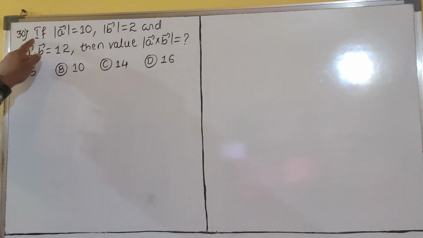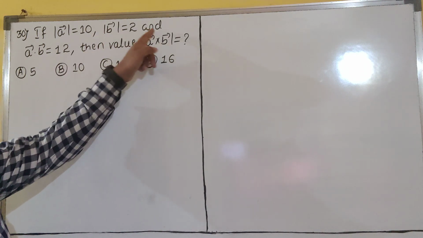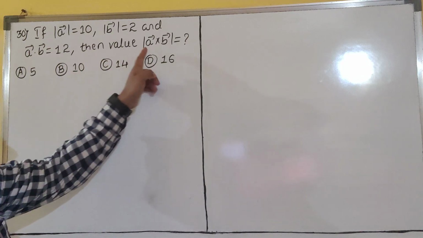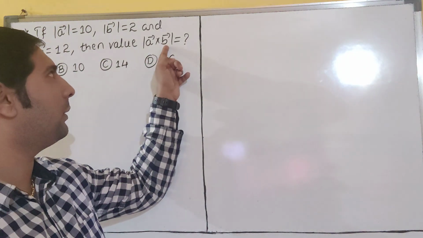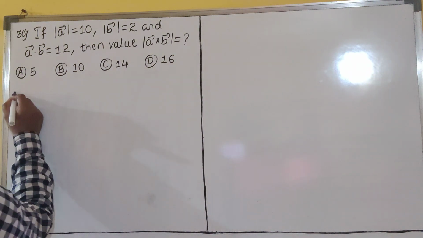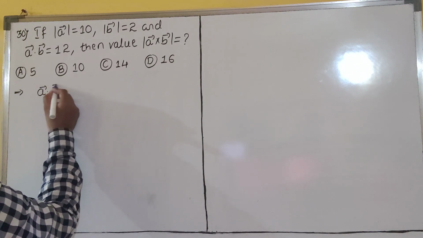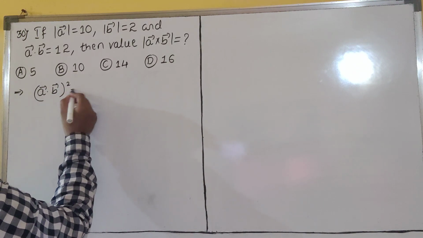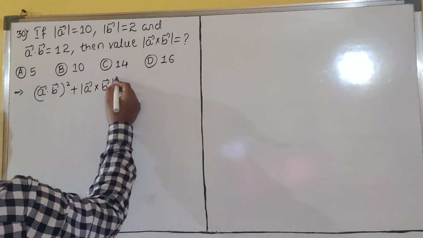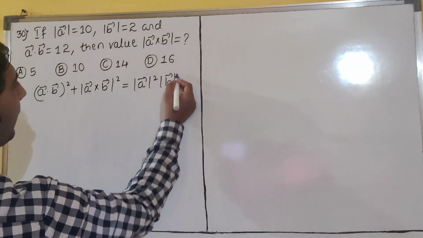Question number 30. If magnitude of vector A is equal to 10, magnitude of vector B is equal to 2, and vector A dot B is equal to 12, then the value of magnitude of A cross B vector is what? They are asking a very simple question. Just now I derived the formula, I will use that only. So now I will not explain, don't ask me again. So A dot B whole square plus magnitude of vector A cross B whole square is equal to magnitude of A square into magnitude of B square.